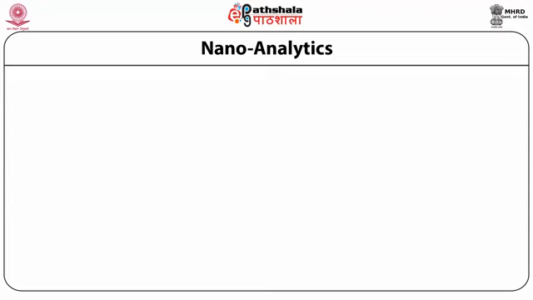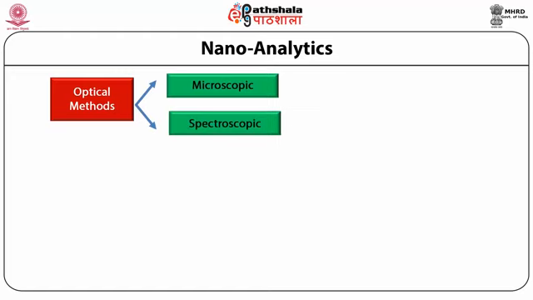There are different types of nano-analytical methods based upon the principles behind their application. Like optical methods, which use light, they are further classified into two categories, microscopic and spectroscopic. In microscopic methods, we use electrons or light, and the microscopic parameters of the material are analyzed. The examples include confocal microscopy, scanning electron microscopy, transmission electron microscopy, energy dispersive X-ray spectroscopy, and atomic force microscopy.